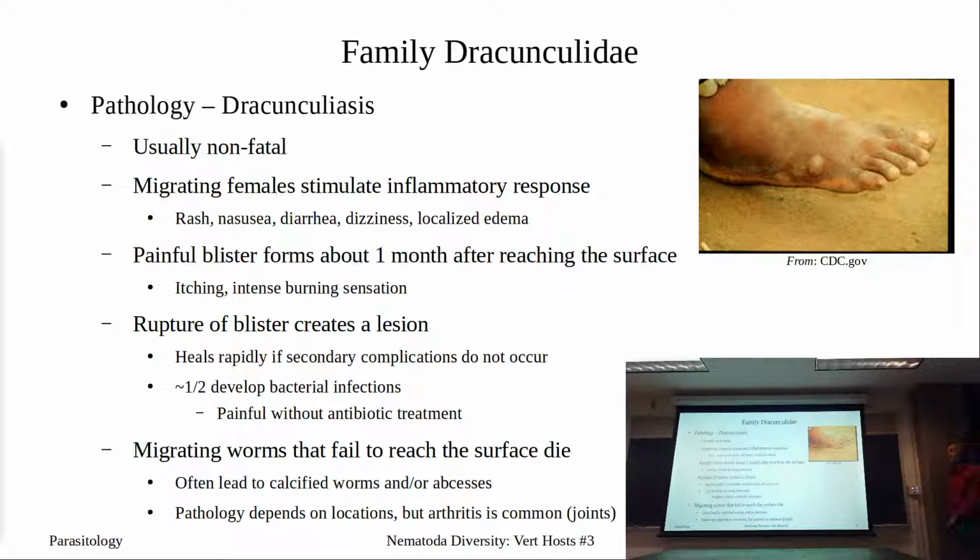All right, once that breaks, we're left with an open sore, with a lesion. And that lesion isn't necessarily the problem. It's going to heal rapidly once the worm gets pulled out, but since it is an open wound, you have the possibility of a secondary bacterial infection. And in most of the places where this occurs, it's pretty likely. It's about a 50-50 chance that that individual will get one of these bacterial infections. If left untreated, it's going to be pretty painful. But again, this is something you can treat.